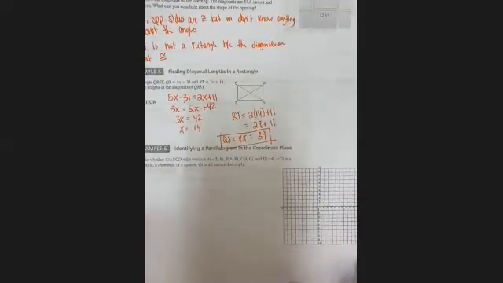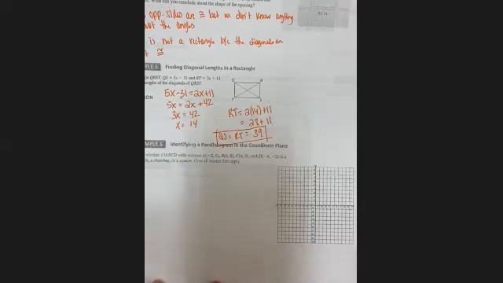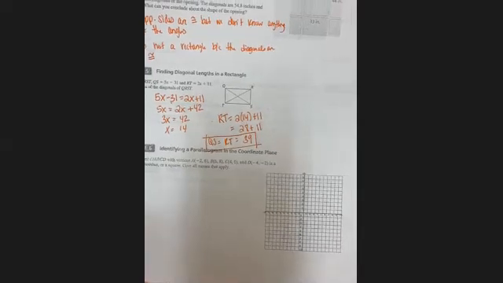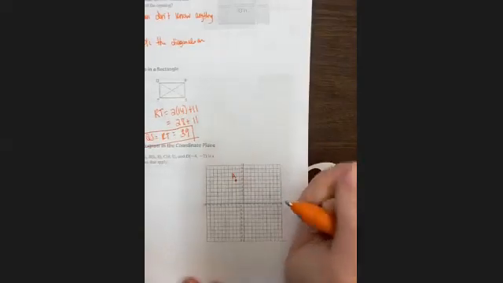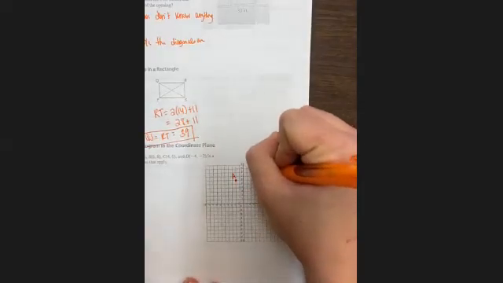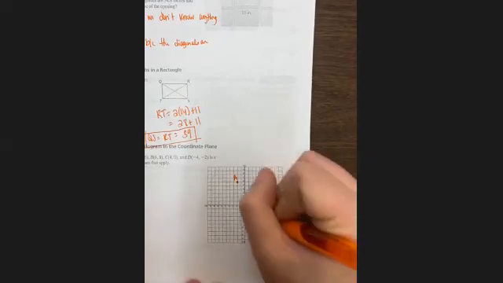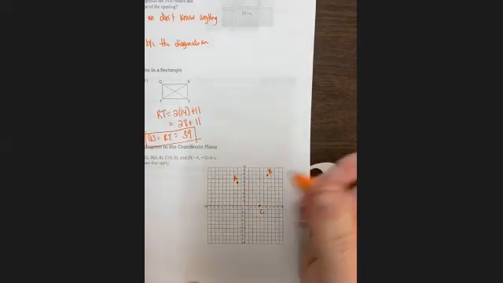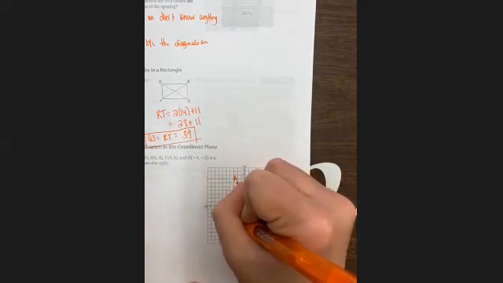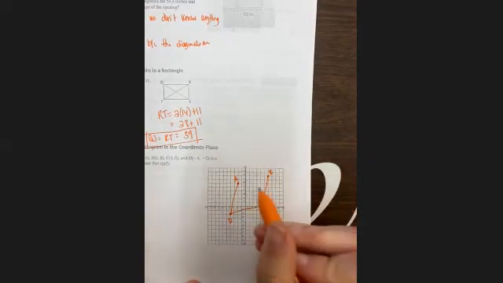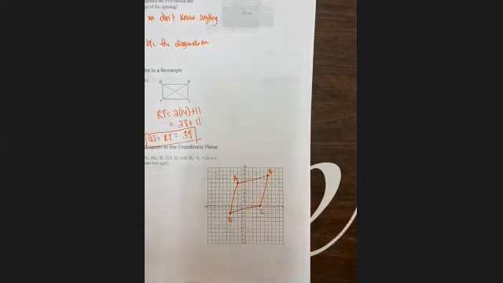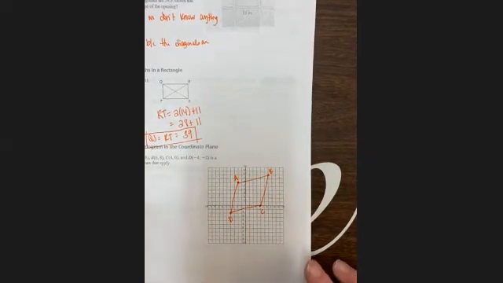Okay, last example here. Decide whether quadrilateral ABCD with vertices A at (-2, 6), B at (6, 8), C at (4, 0), and D at (-4, -2) is a rectangle, rhombus, or a square, and give all names that apply. Okay, I know looking at that shape, it's not going to be a square, but I have to prove that that's not true, or that that's true, okay?